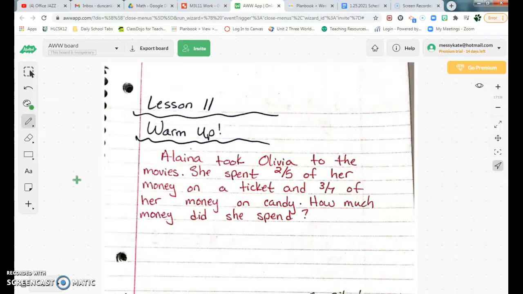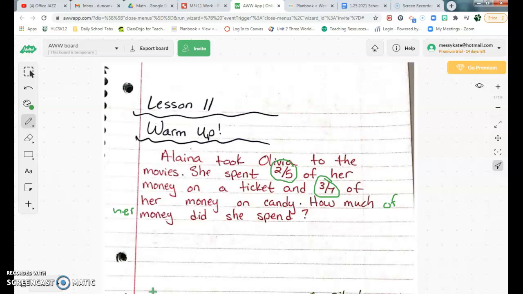Alright, so our math warm-up problem today is Elena took Olivia to the movies. She spent 2/5 of her money on a ticket and 3/7 of her money on candy. Now there's a little typo here. It should say how much of her money did she spend? We don't want to know necessarily how much because we don't know how much she had to start off with, but we want to know how much of her money did she spend.